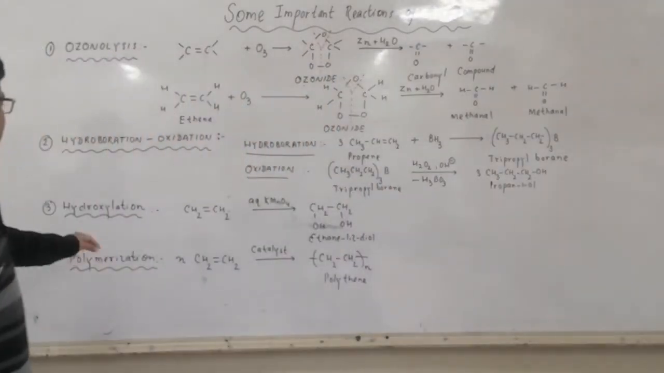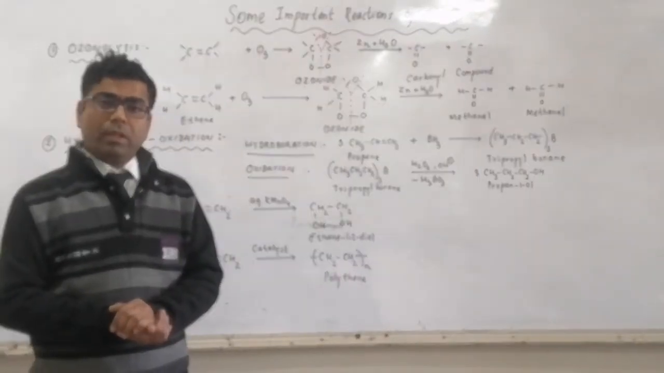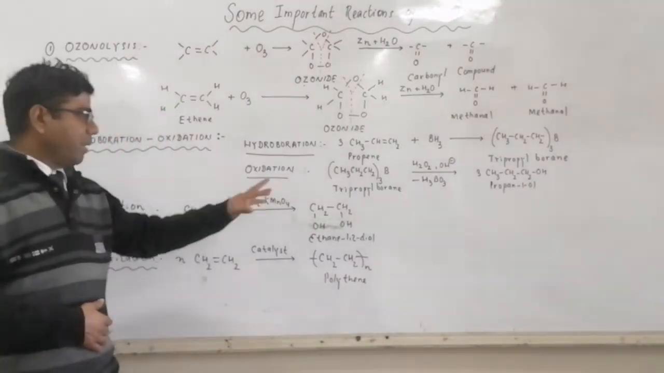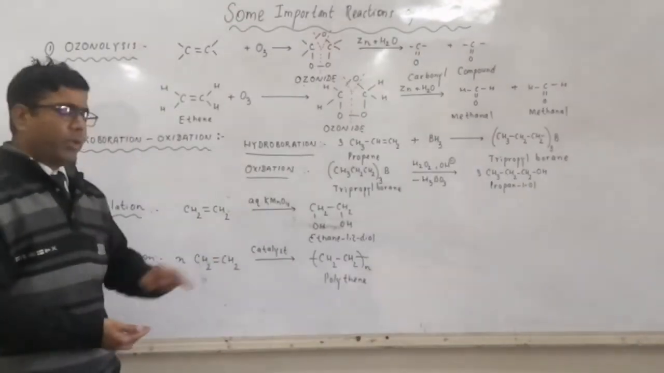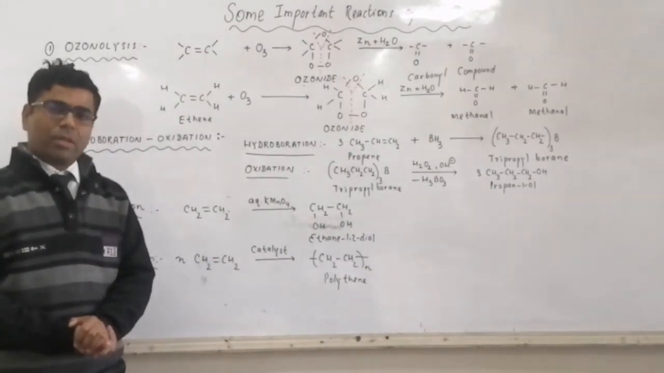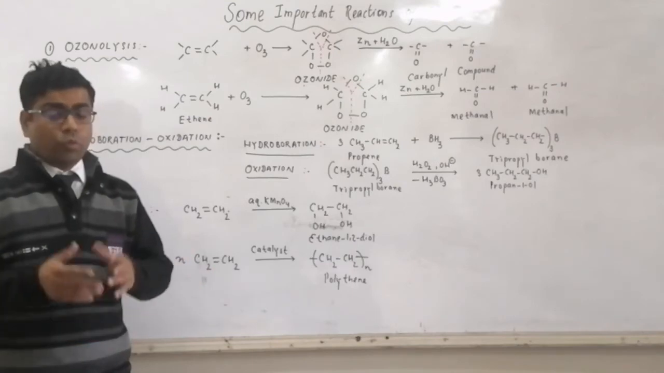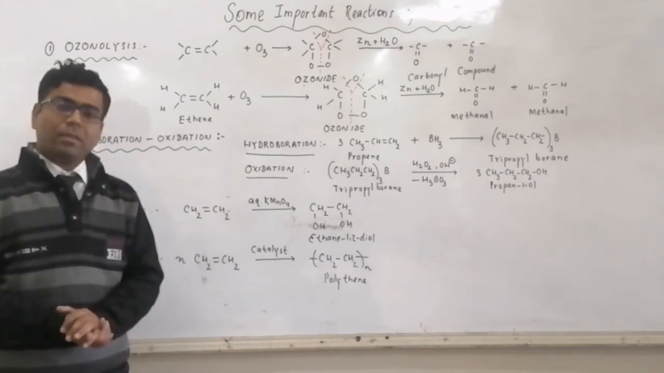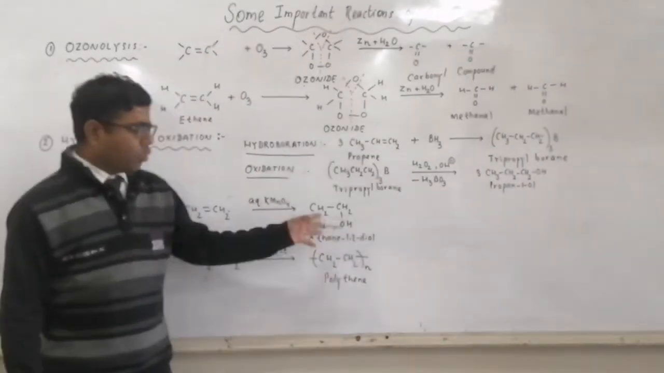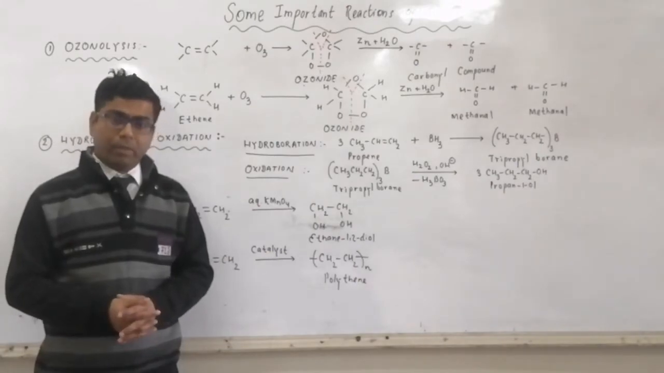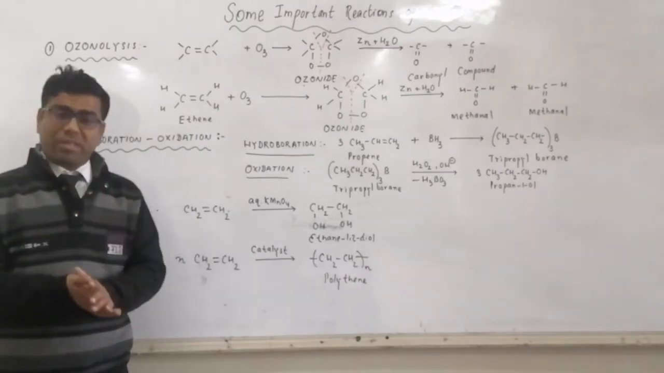Then we have number 3, hydroxylation. We will add OH groups, and for adding OH groups we use aqueous KMnO4. So when ethene is treated with aqueous KMnO4, it undergoes hydroxylation, as a result of which we obtain vicinal diols. Diols where 2 OH groups are there. Vicinal diols means 2 OH groups will be on neighboring carbon atoms. So ethene gets converted to ethane-1,2-diol, which is also called glycol by common name. So whenever aqueous KMnO4 is used with an alkene, the alkene will be converted to vicinal diols.